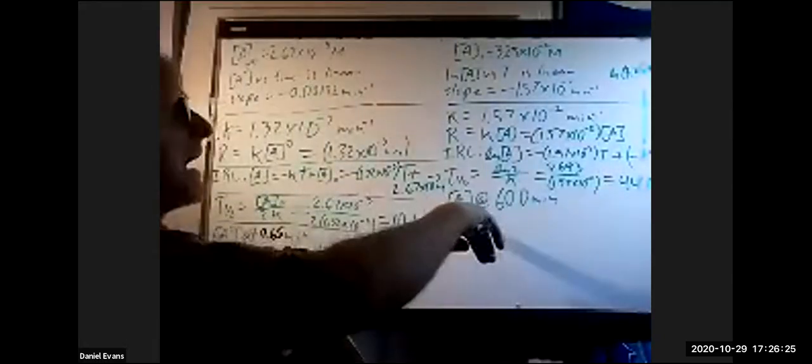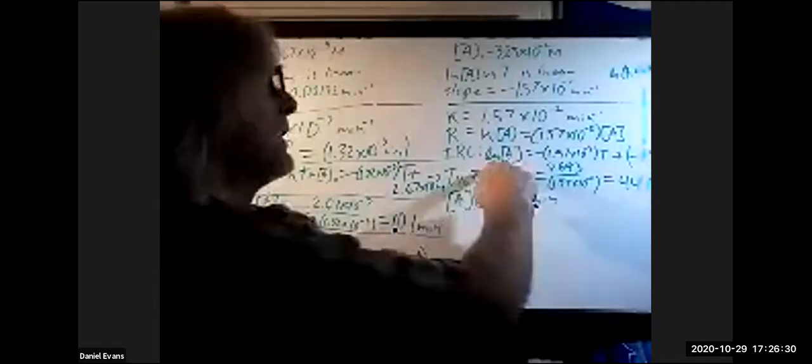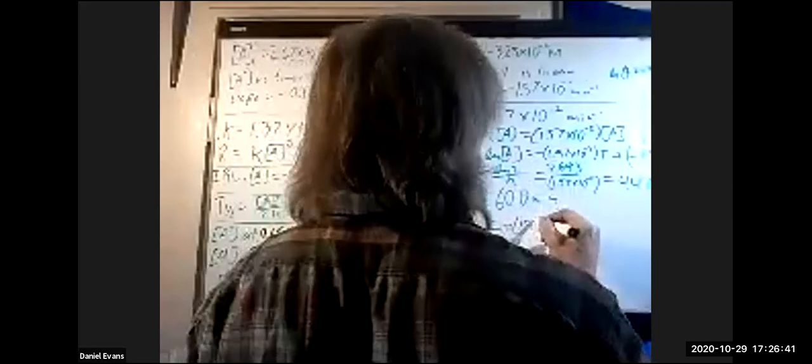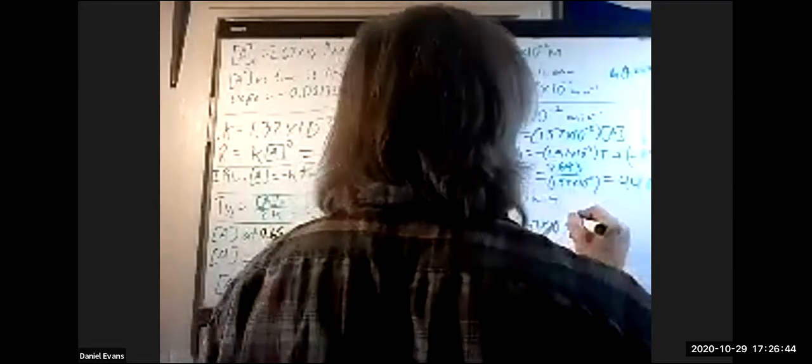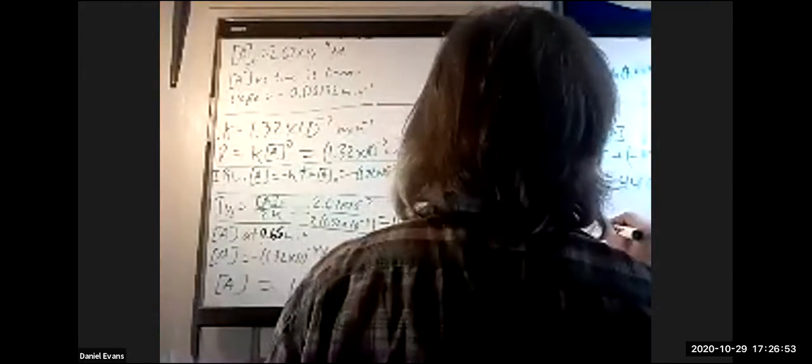So now we're asking for the concentration at 60 minutes of time. So we want to use our integrated rate law to solve this. So we have our ln of A. So it's our minus K, 1.57 times 10 to the minus 2 times time we're looking at, 60 minutes. So we have minutes, inverse minutes, so our units are canceling off. Then minus 3.472.